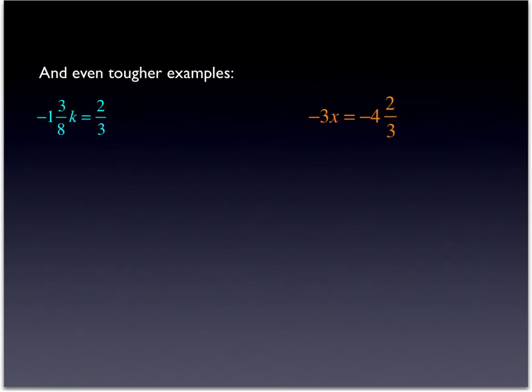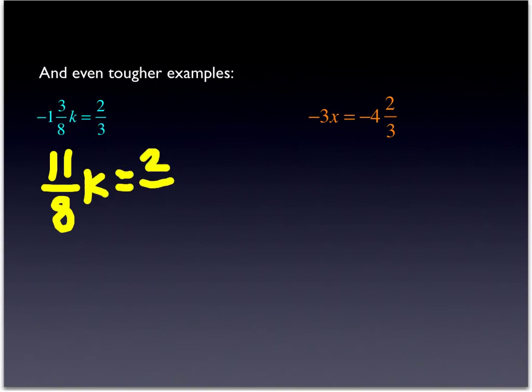So a couple more examples we're going to get to, and these are the tougher ones, of course. So let's try this one. -1 3/8 k equals 2/3. Now, whenever we have those mixed numbers, as we've said, we want to try to get those into fractions. I ignore the negative sign. 1 times 8 is 8. 8 plus 3 is 11, so I have 11 over 8 times k equals 2/3.